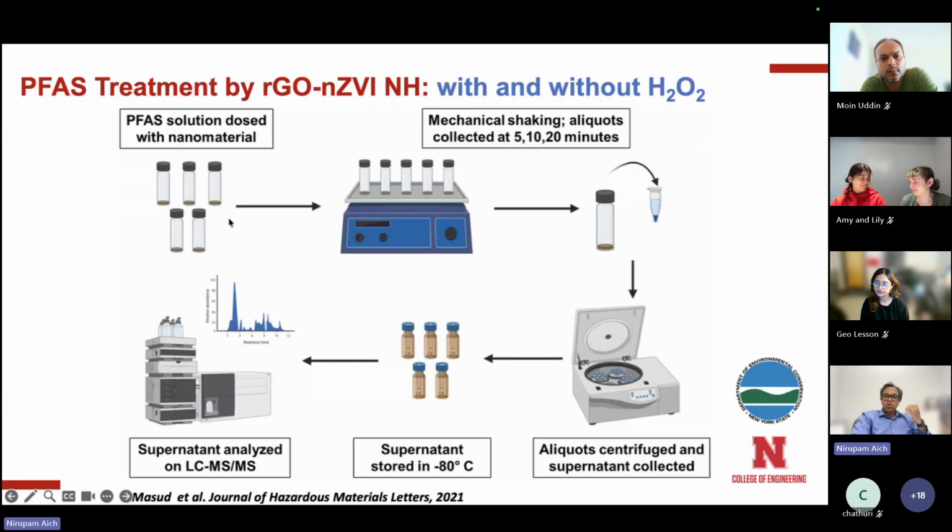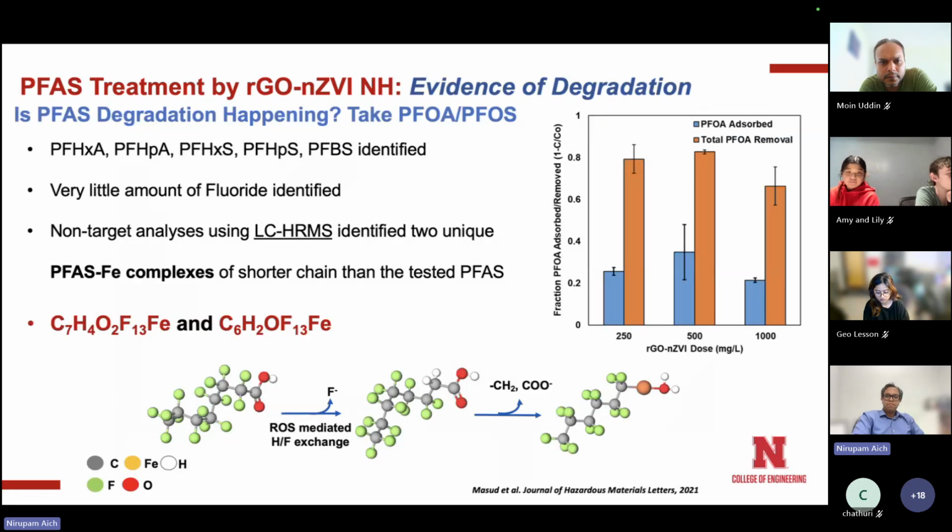How we do the experiments: these are lab scale experiments where we take PFAS solutions and put nanoparticles with them. We do some shaking, and we also add hydrogen peroxide. Then after some shaking, we take the supernatant out, we take out some water, and we test how much PFAS is remaining in the water and how much is going onto the nanomaterial. Okay, so this is some of the results.